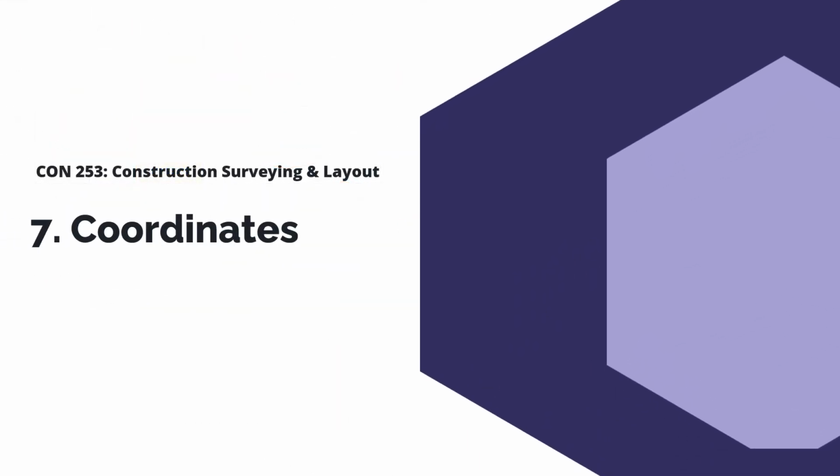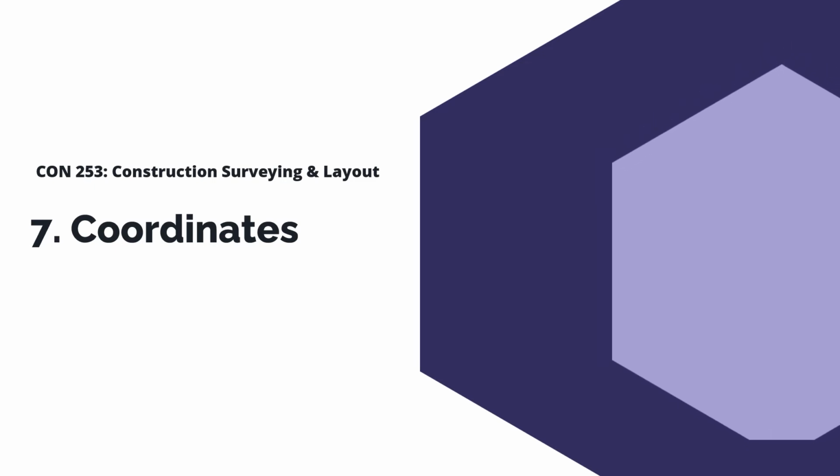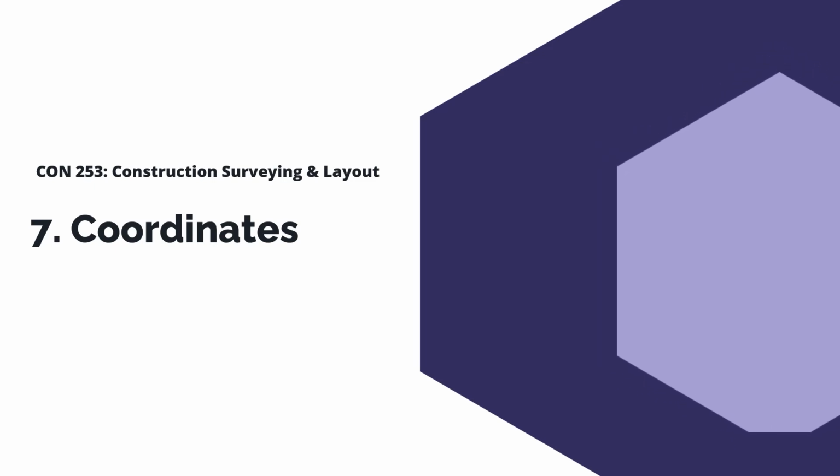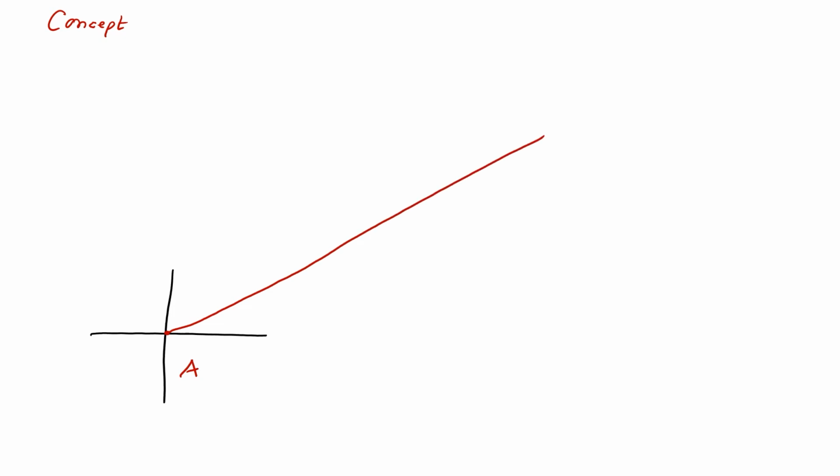Alright, so let us do the last part of the traverse computation, which is to calculate the coordinates of the points. Let me first clarify the concept of the coordinate, which is very, very easy. Let us consider a line AB. Let me draw it like this. Let's say this is point A, and let's say I have another point B, and this line has a certain azimuth, right?